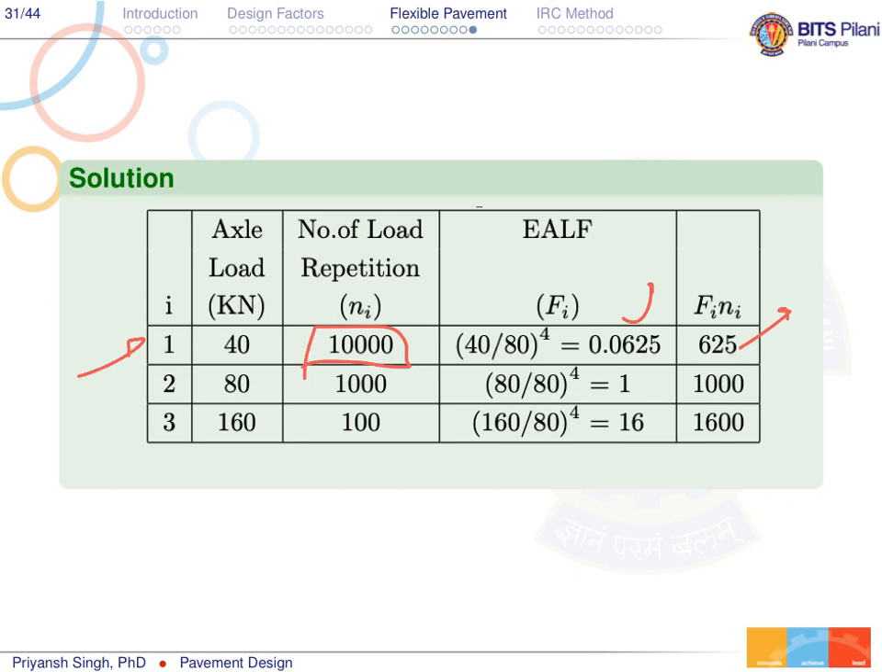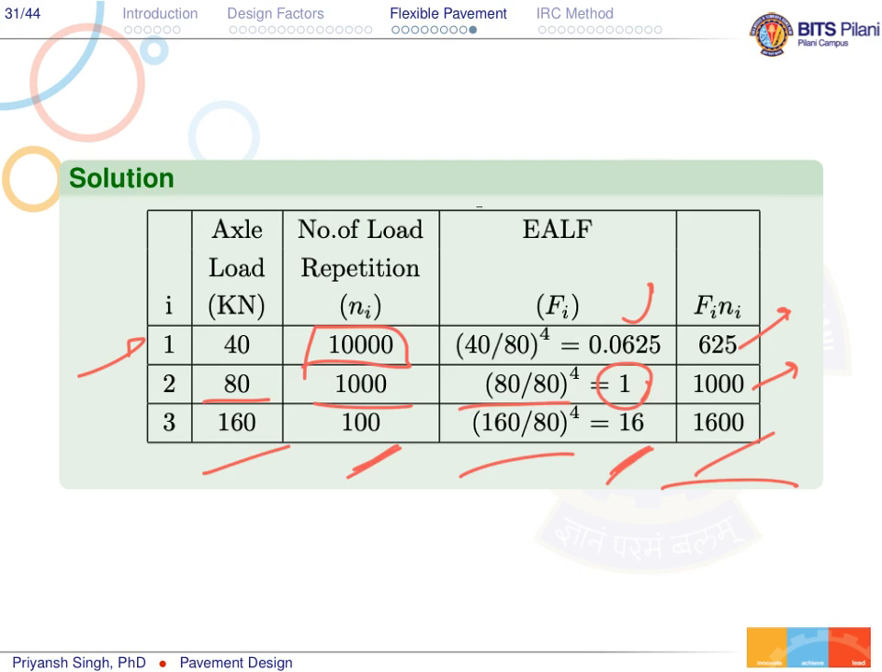This factor multiplied by the number of passes will give you the number of passes equivalent to the passes of a standard axle. Similarly, 80 upon 80 gives 1 because it's a standard axle as well, so it gives the same number of repetitions. Then 160 divided by 80 to the power 4 gives 16. The number of passes given is 100 multiplied by 16, that gives 1600. The summation of all these, 625, 1000 and 1600, will give you the total number of repetitions of a standard axle on the pavement.